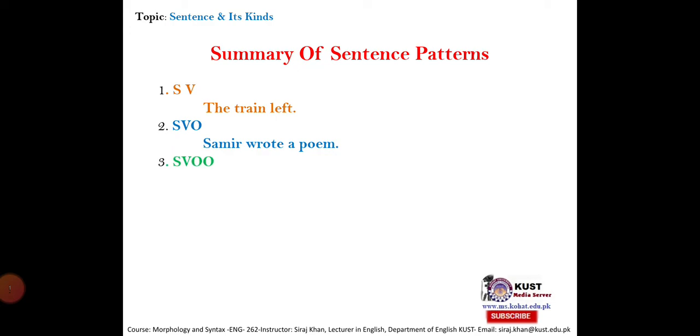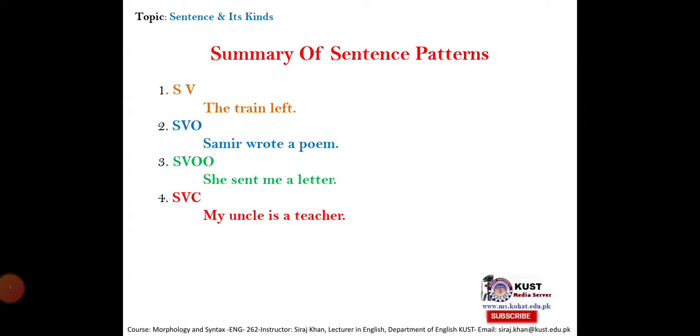Subject, verb, indirect object, direct object, like she sent me a letter. He sent me a letter. They sent me a letter. So here she is the subject, sent is the verb, me is the indirect object, and a letter is the direct object of the verb sent.